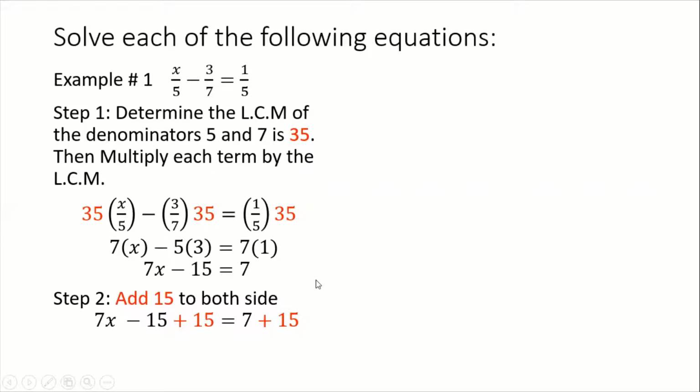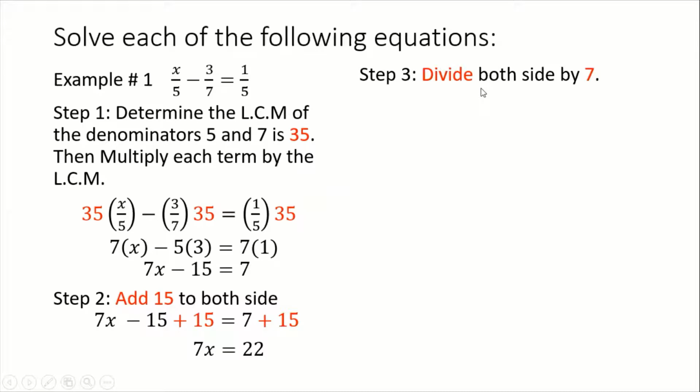At this stage, what are you going to do? You're going to simplify. When you simplify, you will end up with just 7x equal 22. As you can see here, 7 plus 15 will give us 22, and negative 15 plus 15 will give us 0, and 0 plus 7x is just 7x. Are we finished at this stage? No. Remember, we want x by itself, and this x is being multiplied by 7. So how can we transfer this 7 over where 22 is? We can do that by dividing both sides by 7.